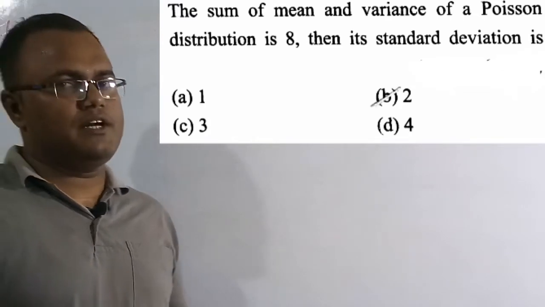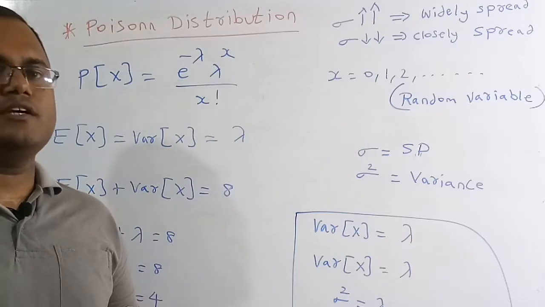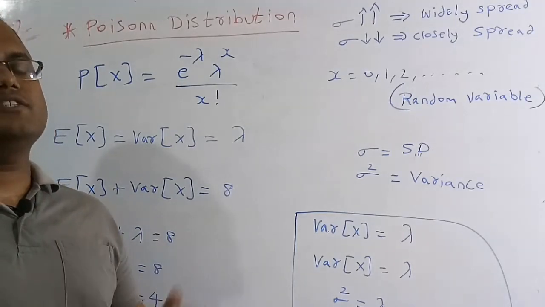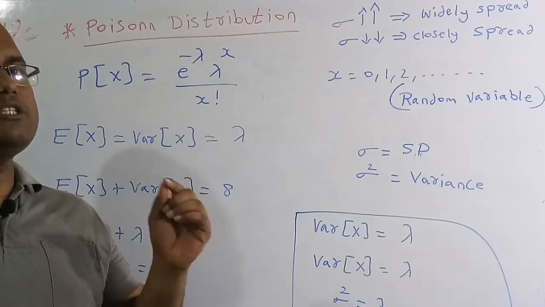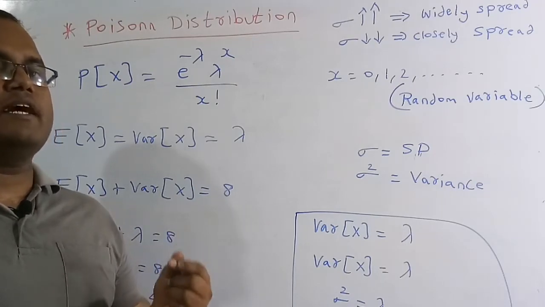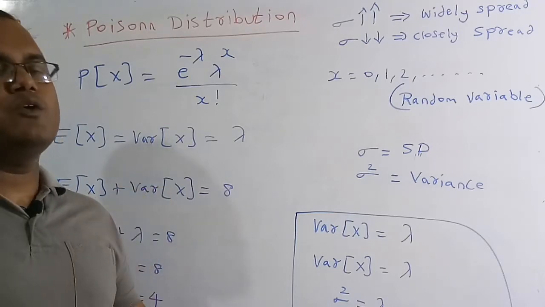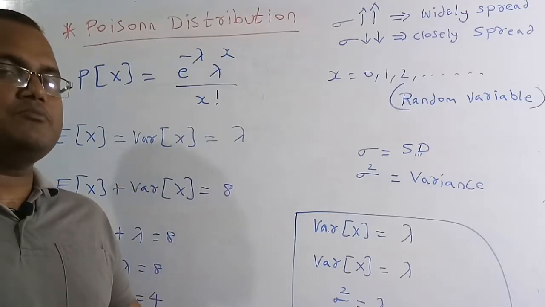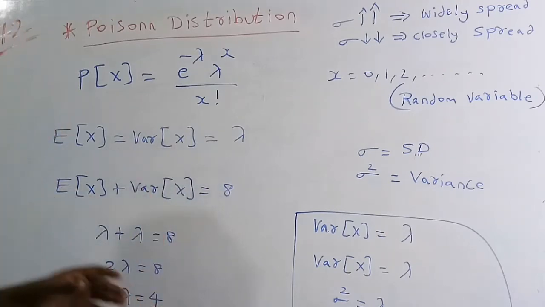So let's solve this numerical. This question belongs to the concept of the Poisson distribution. As I've already told you, if the number of trials is infinite and the probability of success is very, very small, then the binomial distribution is approximated to the Poisson distribution. Whereas if the number of trials is very large and the probability of success is a finite value, then we approximate the binomial distribution to the normal distribution. So with these concepts, now we are going to solve this question.